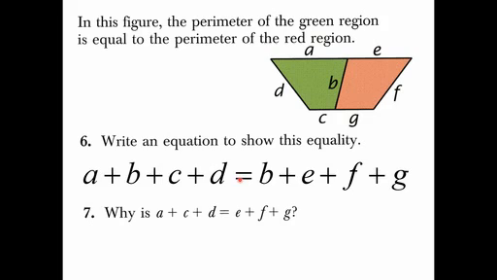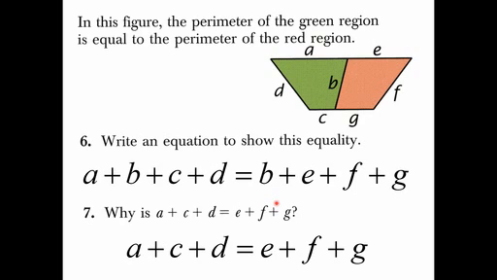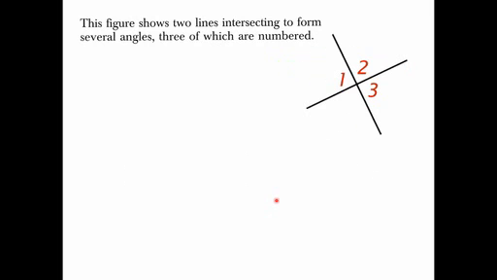How do you get from that to this question? Why is A plus C plus D equal to E plus F plus G? Draw your line, compare the left side, compare the right side, see if you can figure out why that is the case. Why is that true? Okay, next.